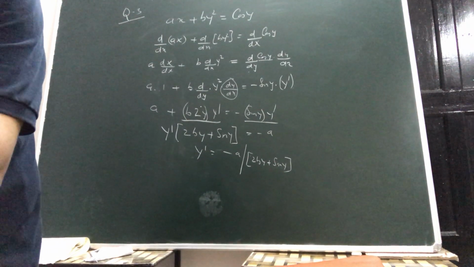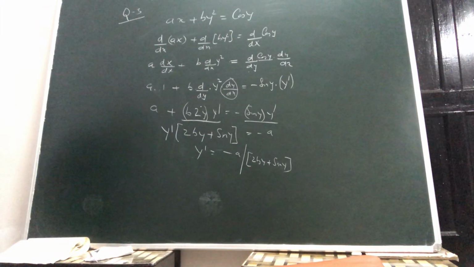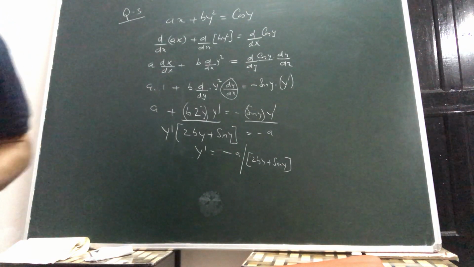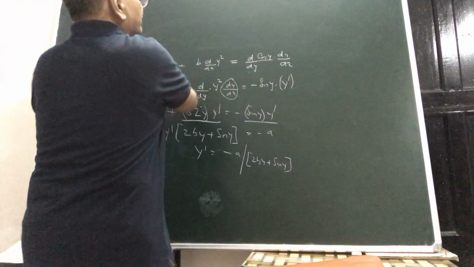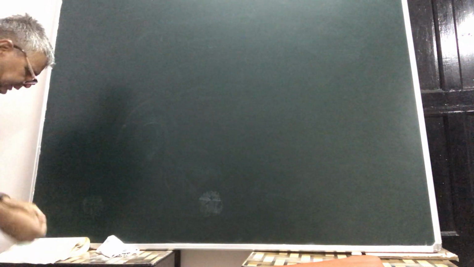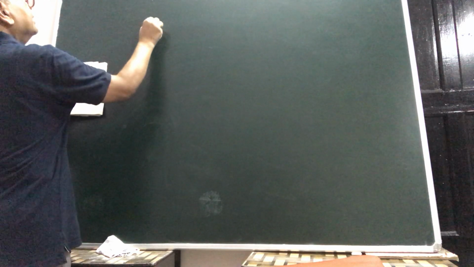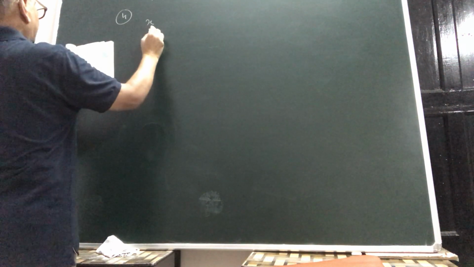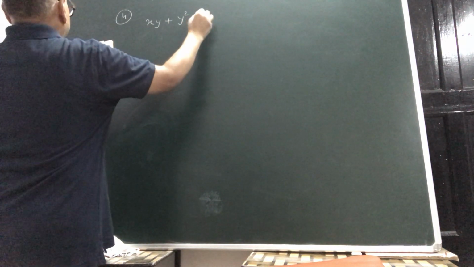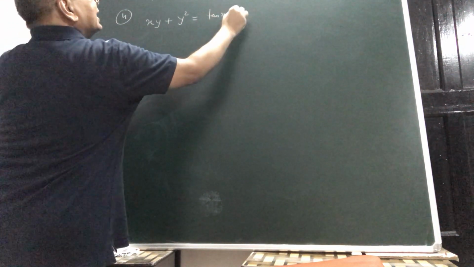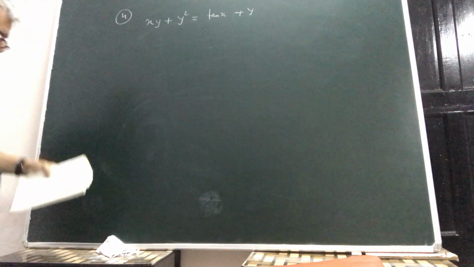Now, next question, and then we will take up the derivative of the inverse function. A few more questions we will do. Okay. Next is question number 4. It is xy plus y square is equal to tan x plus y. Tan x plus y. Okay.